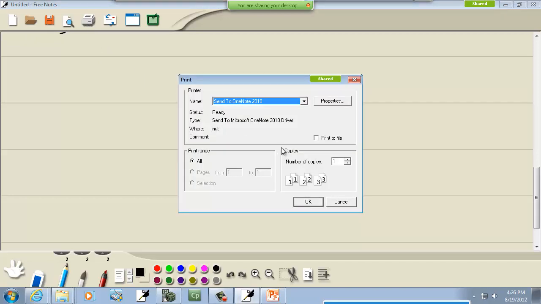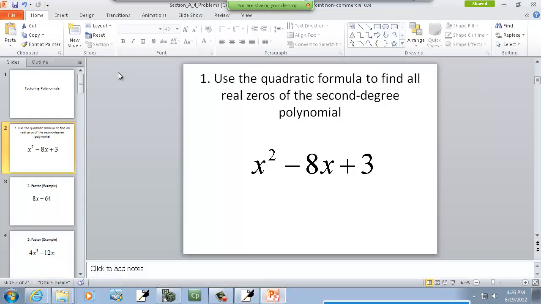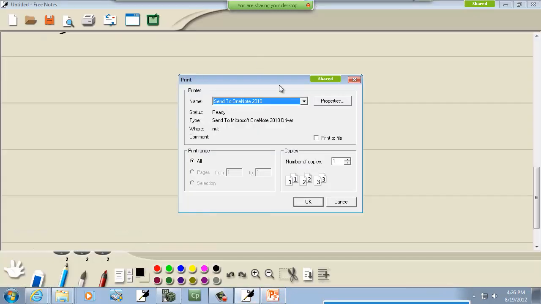Let me save that. What's this called? Factoring polynomials.